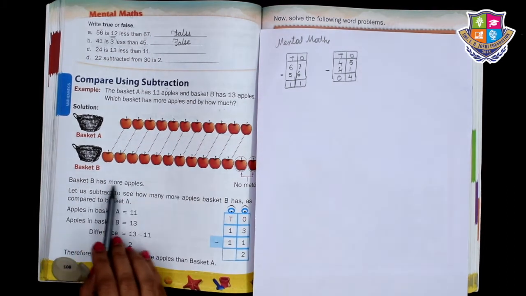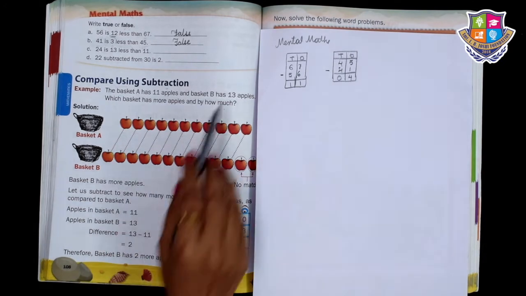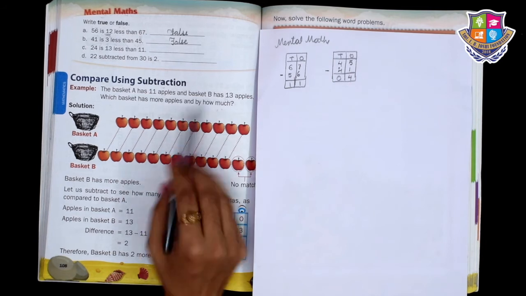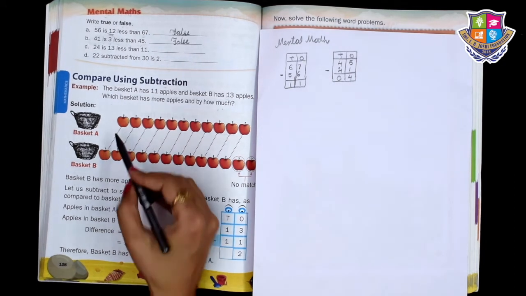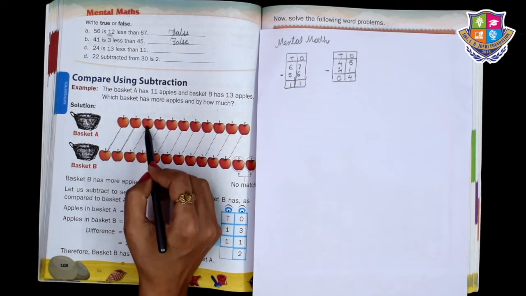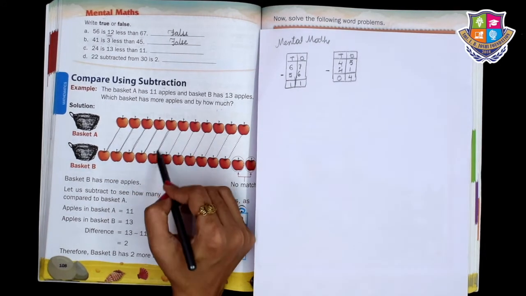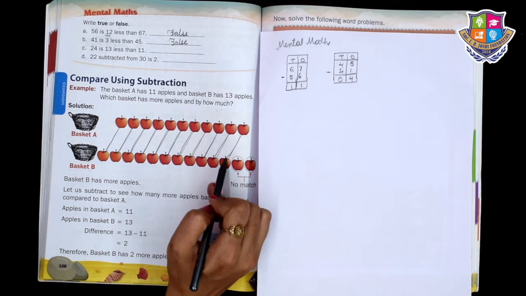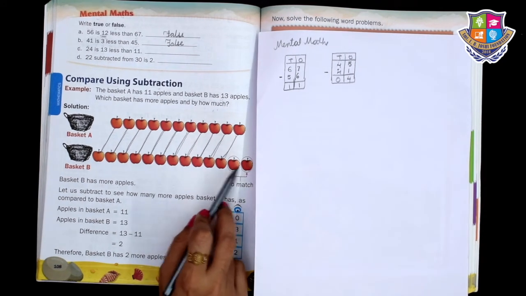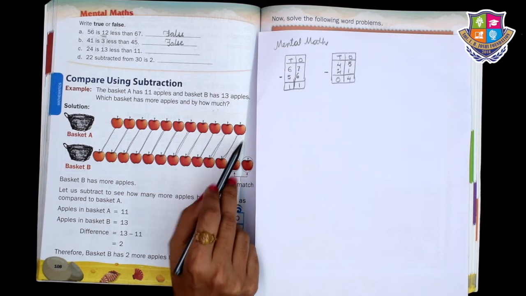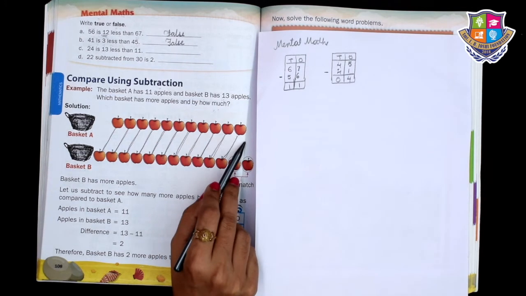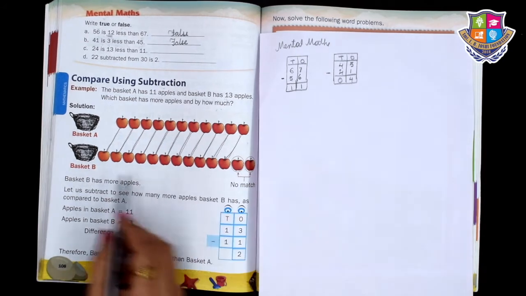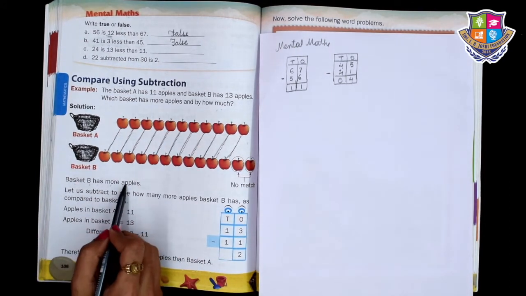Okay, now see, they have matched here. See, basket B has more apples. How do you come to know? Basket B is having 13, but we have to compare it first. They have put the dotted line. See, this means cancelled. This is cancelled. So how many are remaining? 2. There is no match for these apples. So how many are remaining? 2 apples. Now see here, basket B has more apples.